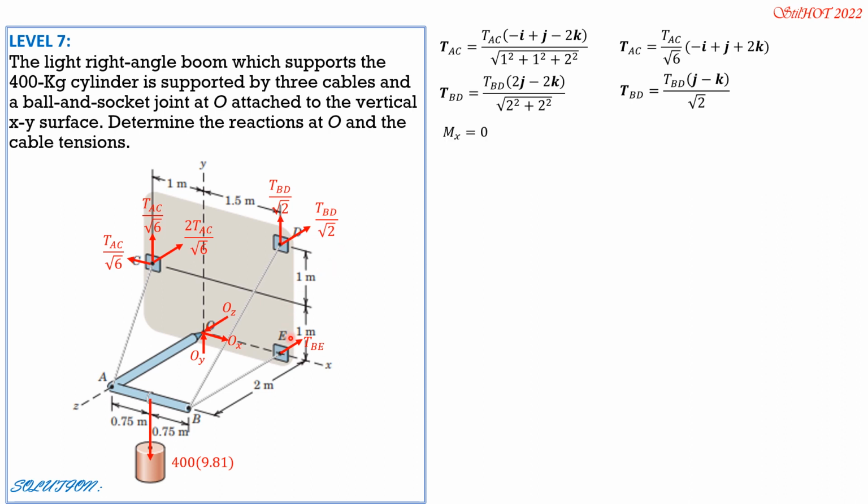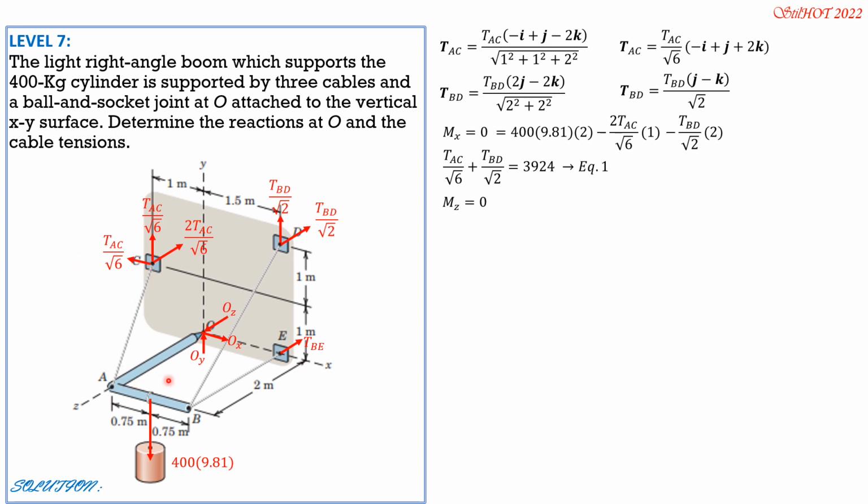So, set moment X0. By right thumb rule, 400 times 9.81 times 2, then minus 2 tension AC over square root of 6 times 1, minus tension BD over square root of 2 times 2. So, simplifying, tension AC over square root of 6 plus, after we cancel out 2, tension BD over square root of 2 equals 3924. Call that equation 1.